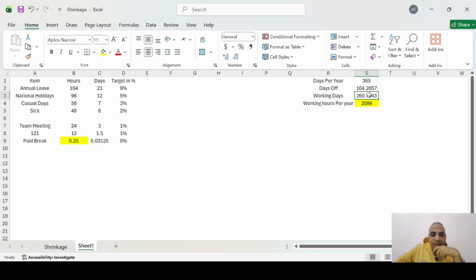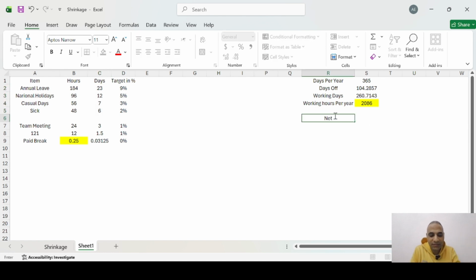Because the paid break is supposed to be scheduled for the agent in his working days only. So if the agent will not be in the office, he shouldn't have this paid break. Accordingly, we're supposed to deduct the out of office days, which their sum is 48 days, which is annual, national holidays, casual, sick. We're supposed to exclude this number from the working days per year. Accordingly, the net working days will be 261.